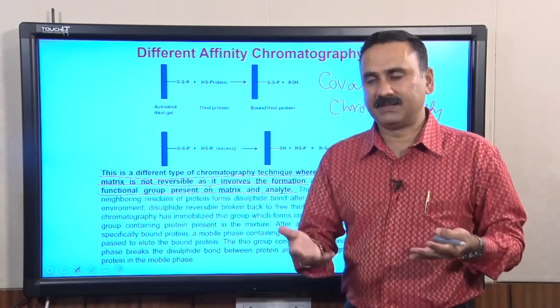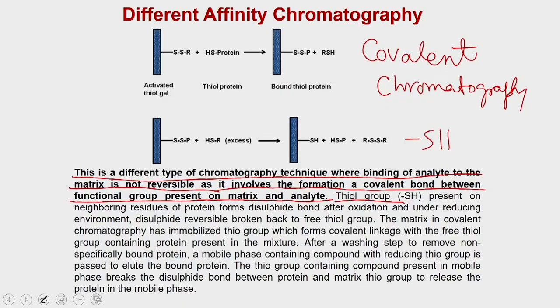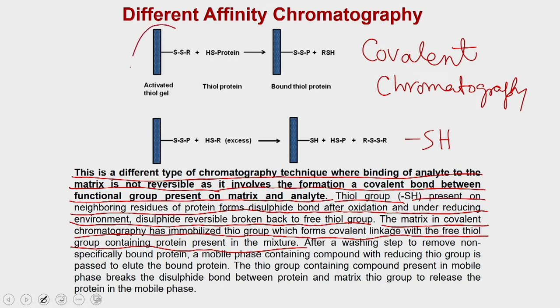If you want to reuse them, you have to prepare a fresh batch of beads. So the thiol groups, the minus SH groups present on neighboring residues of protein, form disulfide bonds after oxidation, and under a reducing environment the disulfide is reversibly broken back to the free thiol group. The matrix in covalent chromatography has an immobilized thiol group which forms a covalent linkage with the free thiol groups of the protein present in the mixture. So in covalent chromatography you have the activated thiol group present on the beads.